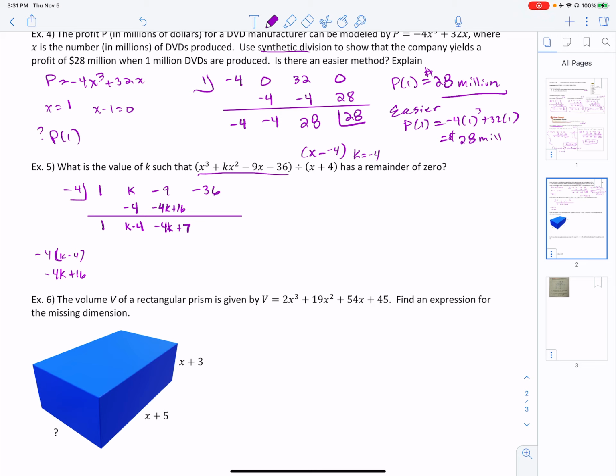And then I'm going to take that negative 4k plus 7 times negative 4, which is 16k minus 28. And when I add those, that's going to be my remainder, and I get 16k, and negative 36 minus 28 is negative 64. And remember, so that it has a remainder of 0, this is my remainder, and I want that to be 0. So now set up an equation. I want 16k minus 64 to equal 0, and solve for k.